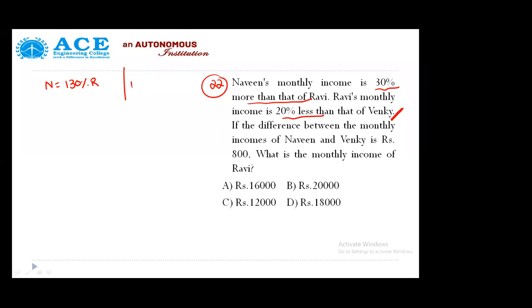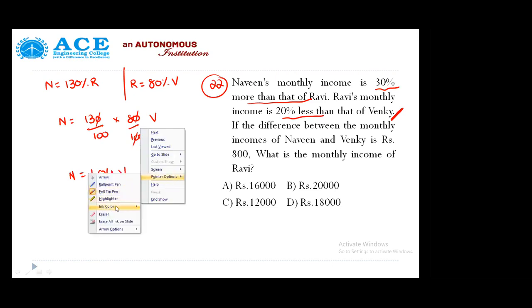And Ravi's monthly income is 20% less than Venki, so 80% of Venki. Now the relation between Naveen and Venki is 130 by 100, and Ravi is 80 by 100 of Venki. If you check, Naveen is 1.04 of Venki, because 13 into 8 is 104, divided by 100.